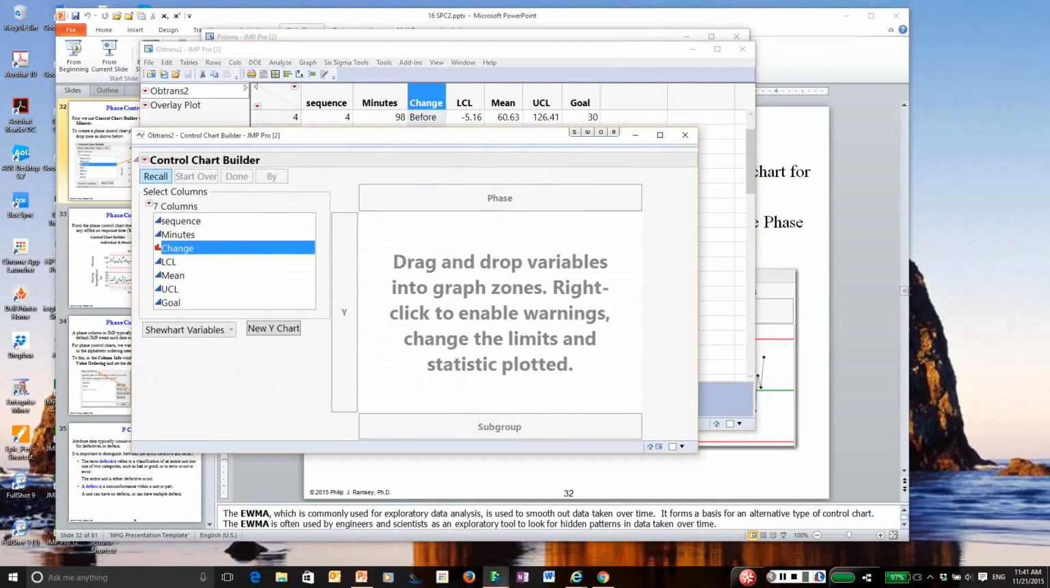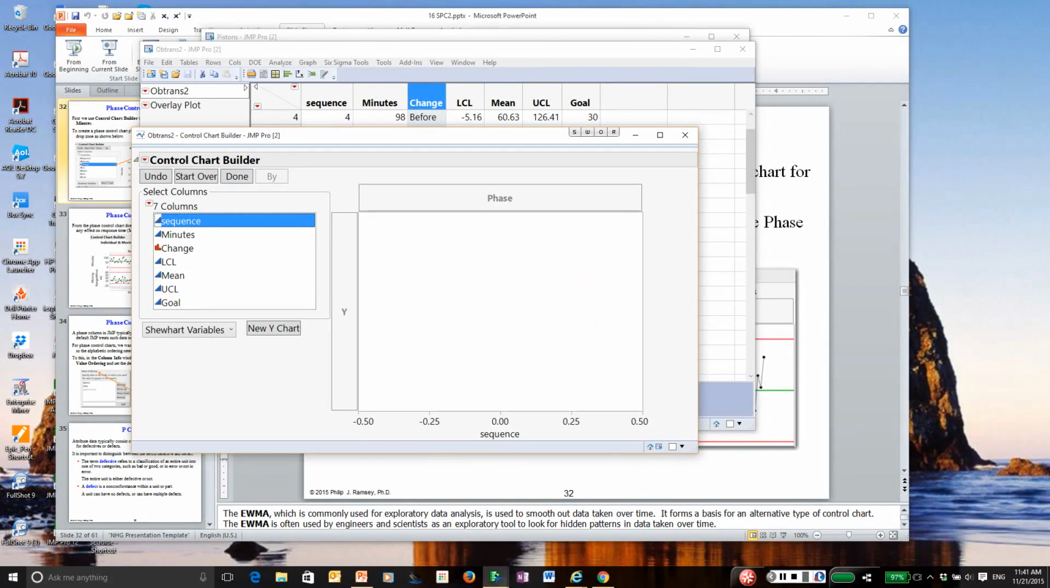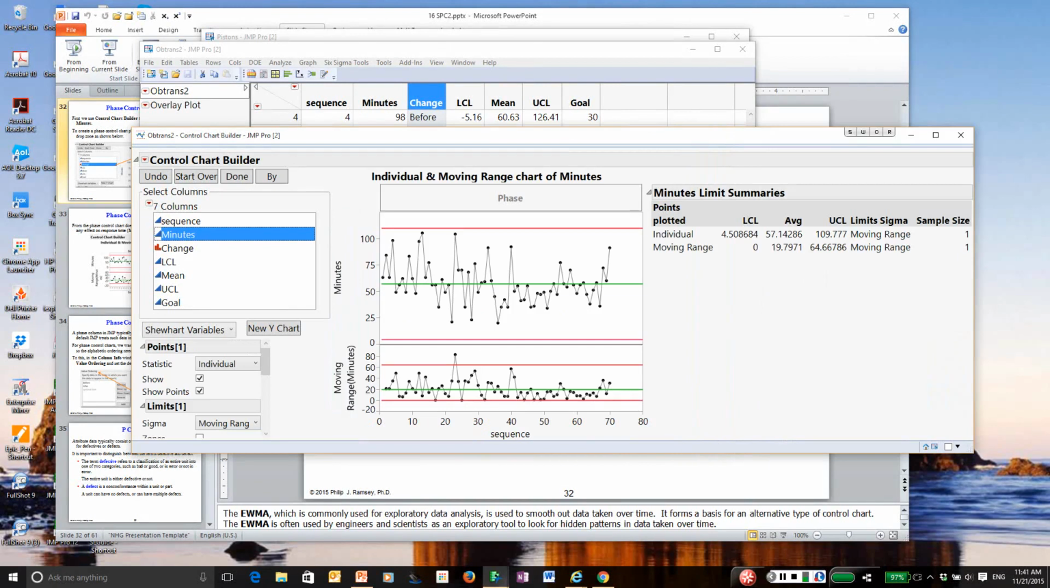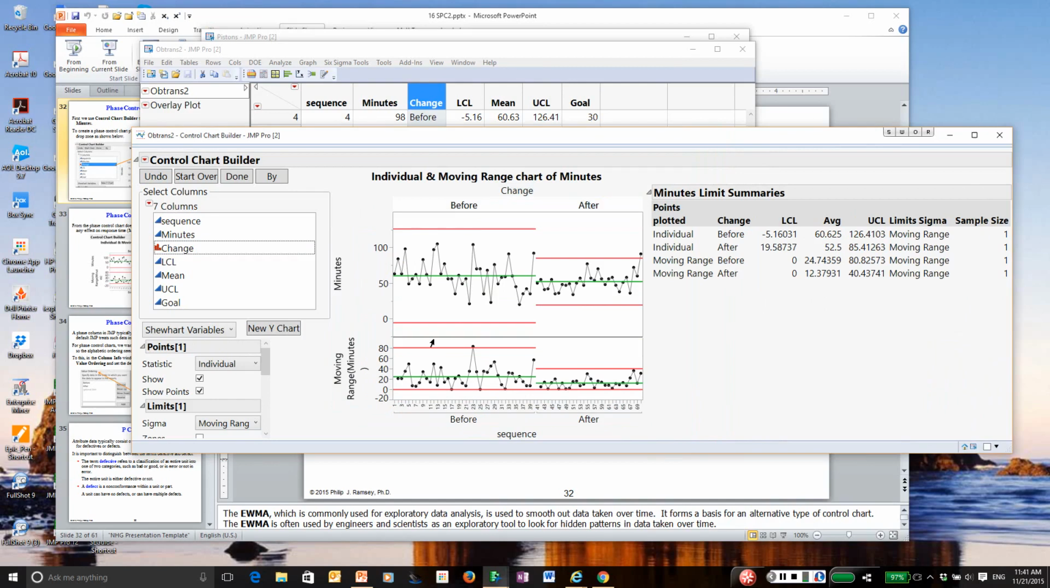Now, with phase control charts, you cannot use an EWMA. The reason being, EWMAs average over time, and there's no simple way to stop them abruptly from averaging and restarting. Okay, so the response sequence is the label, minutes is the response. Okay, so JMP immediately knows it's an individual's chart. And then where it says phase, I'll put phase. So notice this is a nice way to demonstrate improvement.